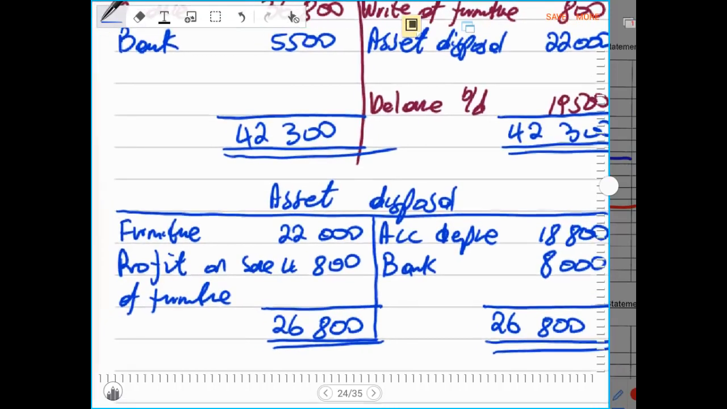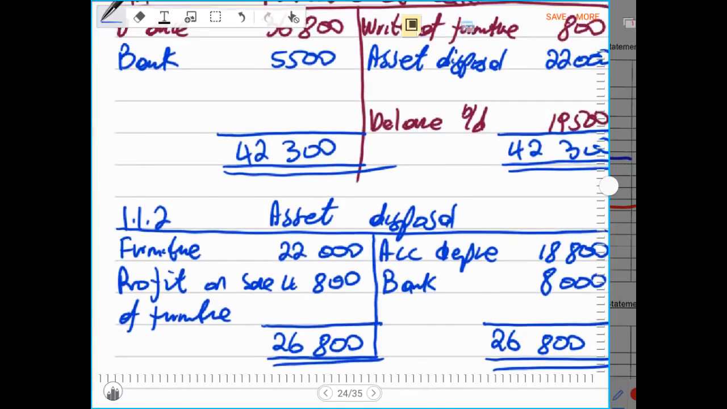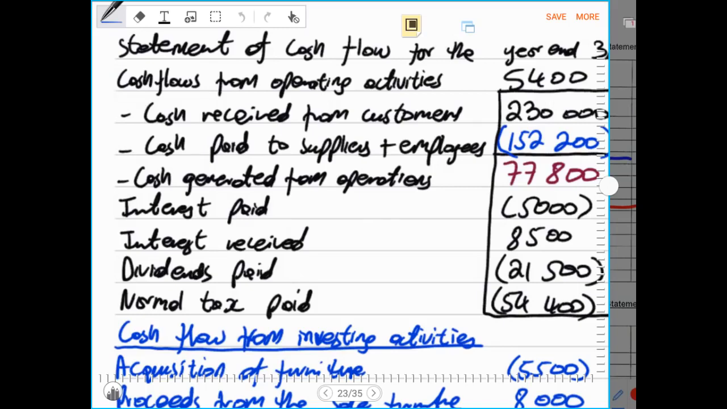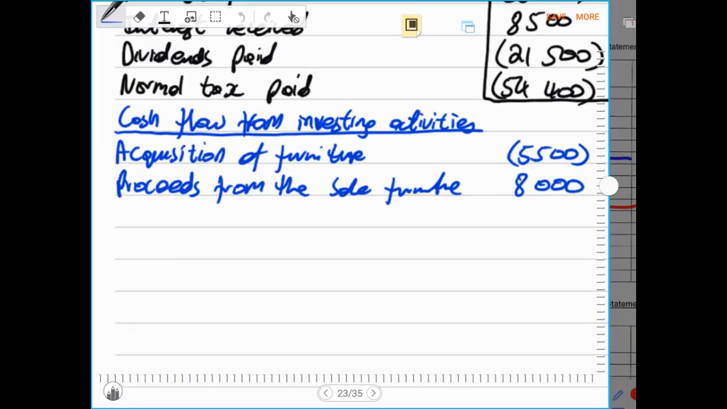So now we have answered requirement 1.1.2 and 1.1.1 while we are busy doing our cash flow from investing activities. So now we have done this ledger account and we can go to our cash flow. Now we proceed with our cash flow. We have recorded the one that was sold, we have recorded the one that was acquired, and we recorded the proceeds on the sale and the acquisition.